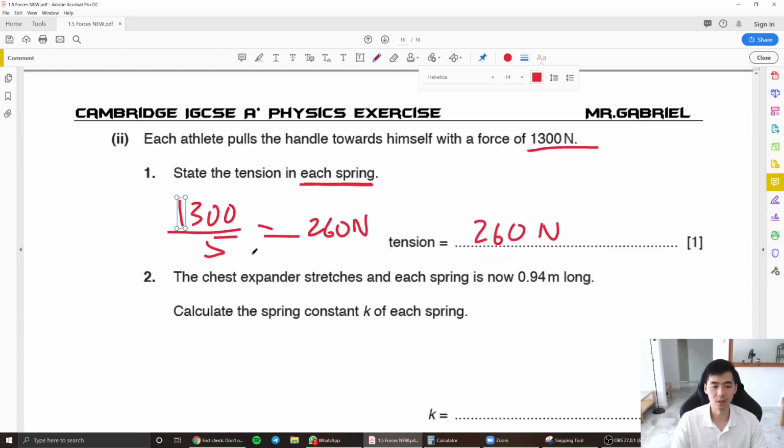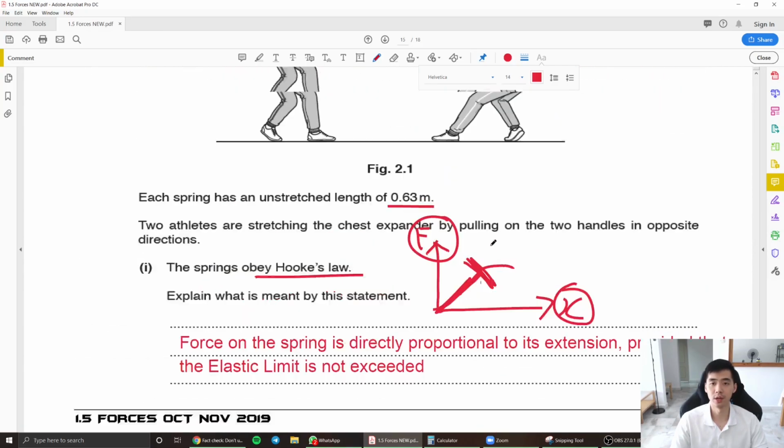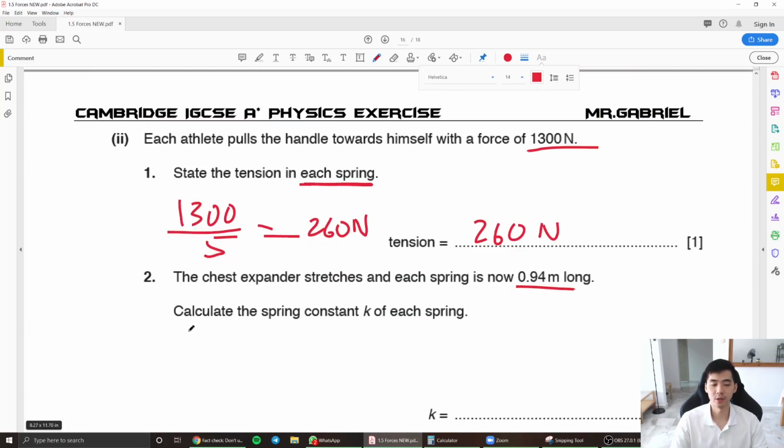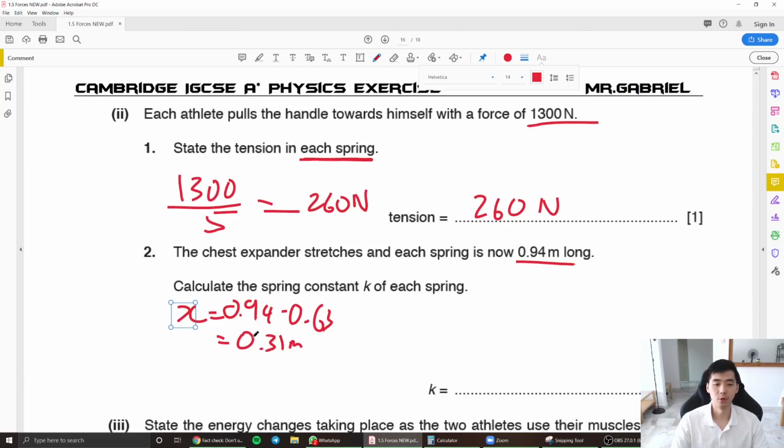260 newtons here. The chest expander stretches and each spring is now 0.94 meters long. This is not the extension, guys. The original length was 0.63. So in order to find the extension, it would be 0.94 minus 0.63 here, which is essentially 0.31 meters, right? Yeah, 0.31 meters here.